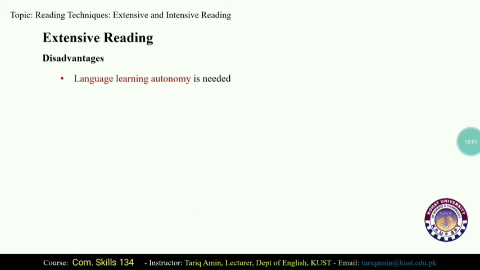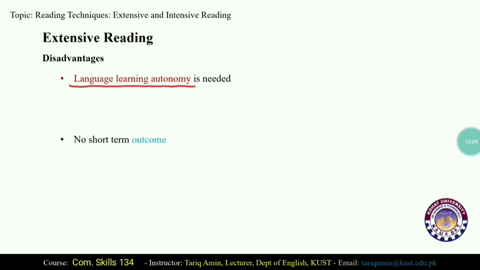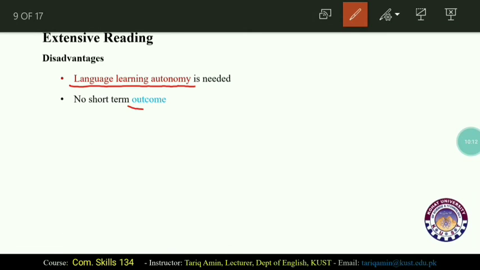Now there are some disadvantages of extensive reading as well. In extensive reading, language learning autonomy is needed. No short-term outcome. In extensive reading, we don't have short-term outcome, and language learning autonomy is needed. They are free to select anything, and when they are free to select anything, there are chances that they might select a text that is not of their level or that is not of their use. So we can say that it is one of the disadvantages of extensive reading.